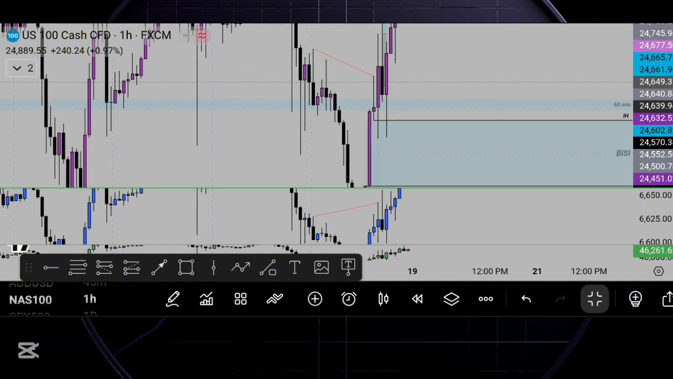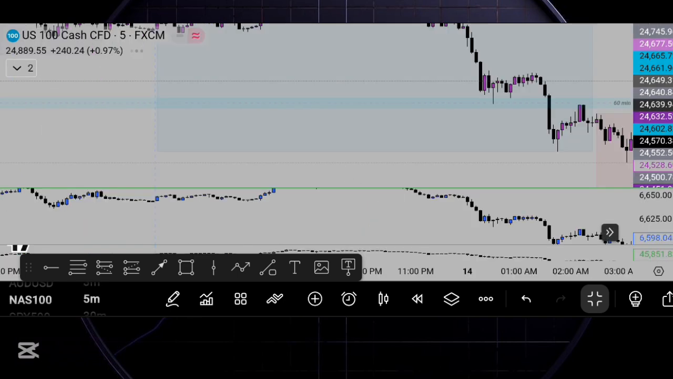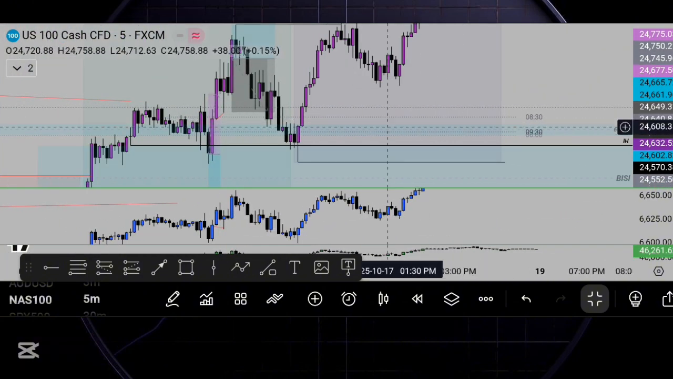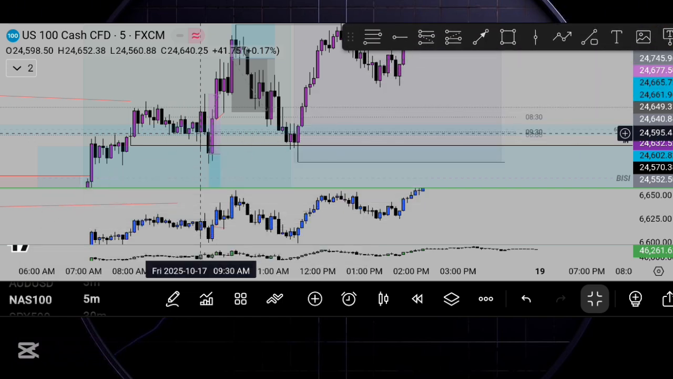So I was still expecting a retracement to the downside. That was the premise of me taking this 5-minute sell trade, which was immediately invalidated. As you can see, we opened high. Let me move this to the upside. You can see that the 9 a.m.